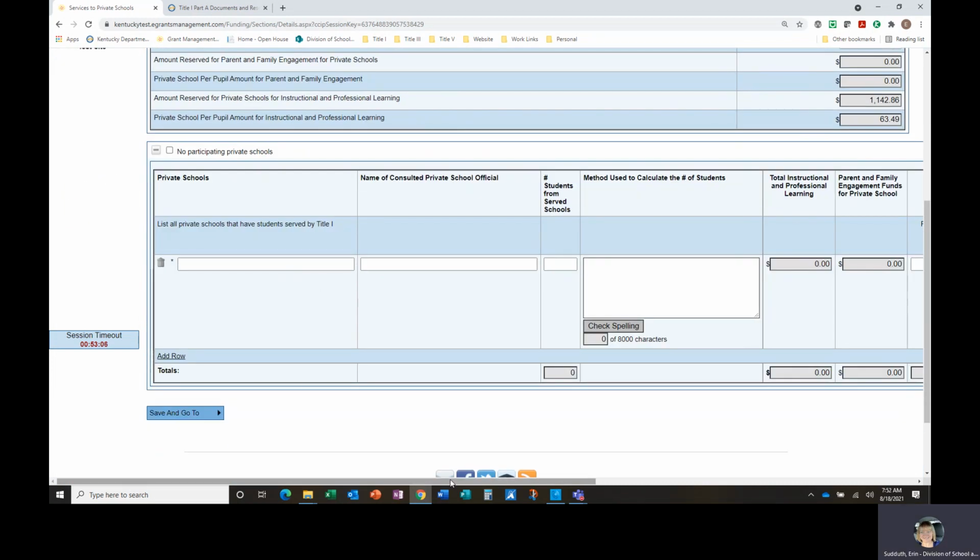So in the chart near the bottom of the page, you will enter the name of each participating private school, and you can click Add Row to add additional private schools. Next, you'll enter the name of the contact person for each private school, and this should be the private school official who was consulted regarding Title I services.